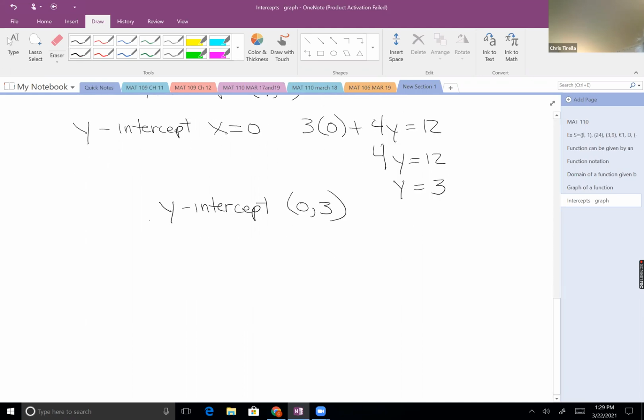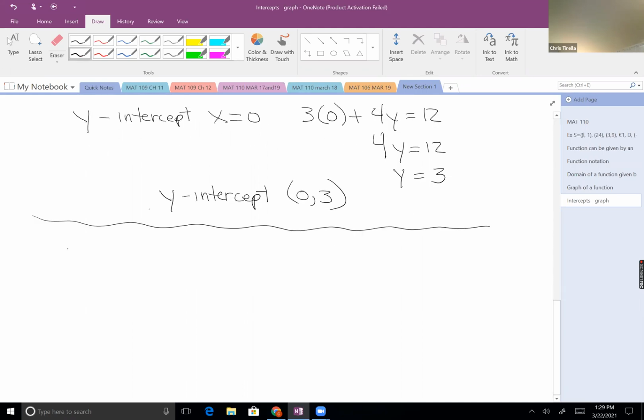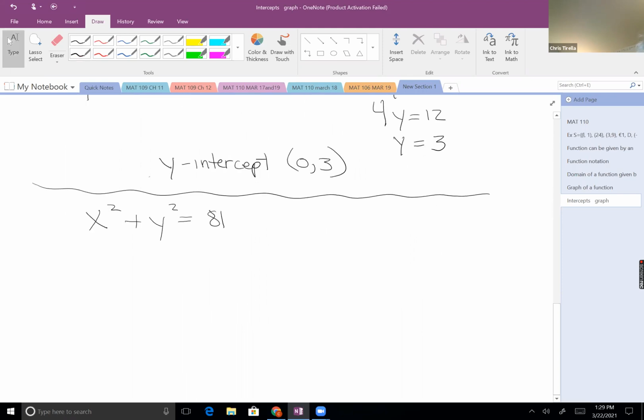Let's look at one more example. Let's look at x squared plus y squared equals 81. And let's first find our x-intercepts. For that, we said we'd substitute y equals 0, giving me x squared plus 0 squared equals 81, which would give me x squared equals 81.